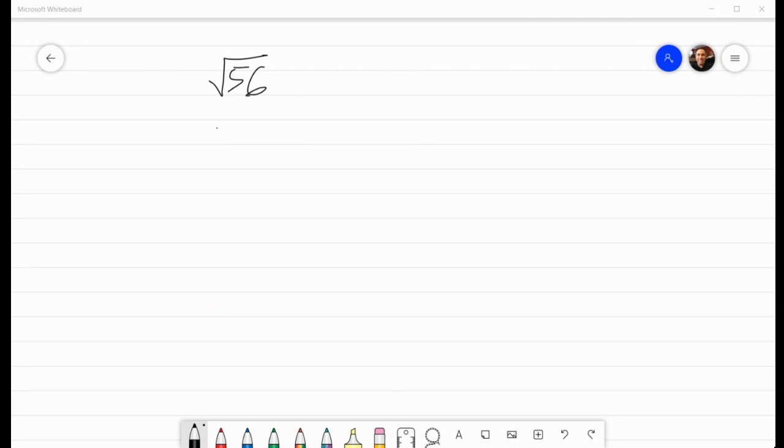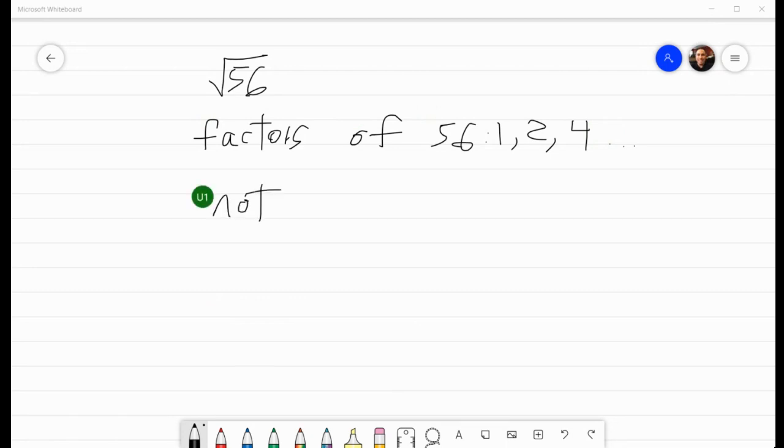Now, if we look at the factors of 56, okay, well, we have 1, we have 2, we have 4, and really there we can stop. I mean, there's more factors, of course, but 4 alone is a perfect square. And of course, 4 is not equal to 1. So that tells us it's not simplified. So we can simplify it.